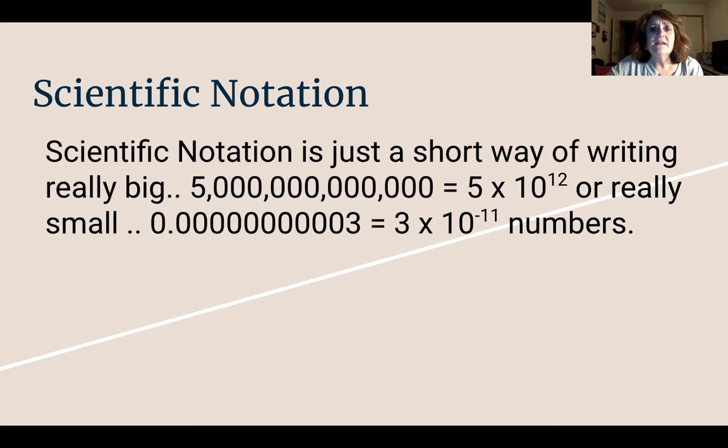So first we need to get into some scientific notation. Scientific notation is really just a short way of writing really, really big or really, really small numbers. This is 5 and 12 zeros, and it can be written in scientific notation as 5 times 10 to the 12th. Or, similarly, this is 10 zeros and the number 3, a decimal place, and 10 zeros and the number 3. Can be written as 3 times 10 to the negative 11.